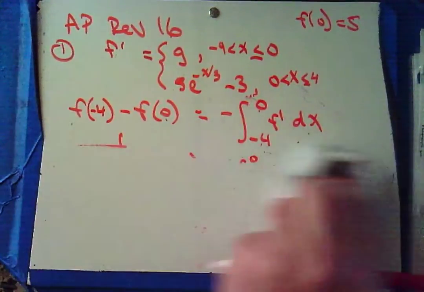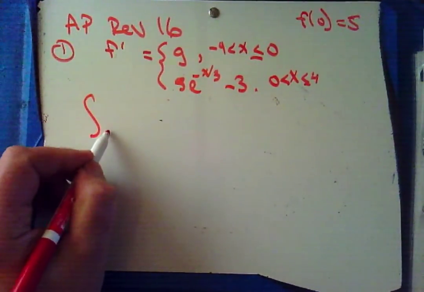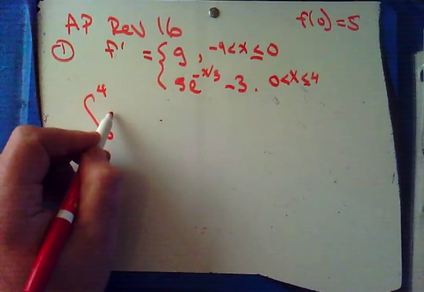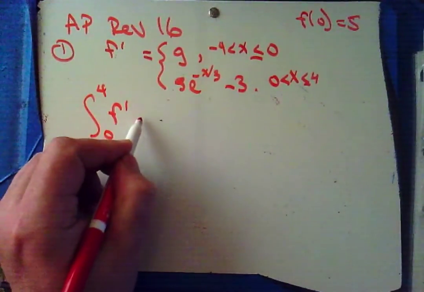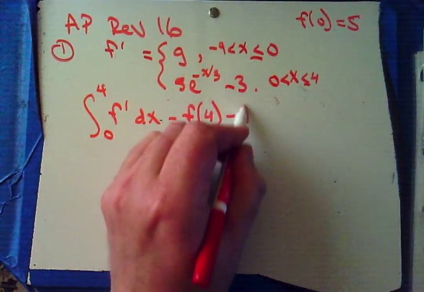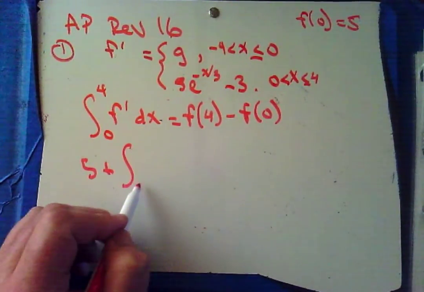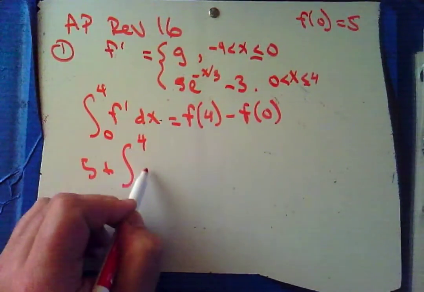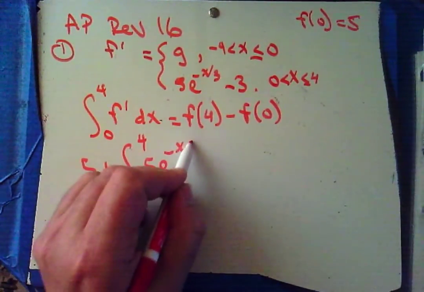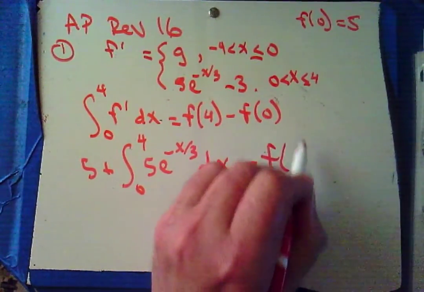Now, what about f of 4? Well, I'm going to do the same sort of thing. I'm going to say the integral from 0 to 4 of f prime dx equals f of 4 minus f of 0. So 5 plus the integral from 0 to 4 of 5e to the minus x over 3 dx will be f of 4.